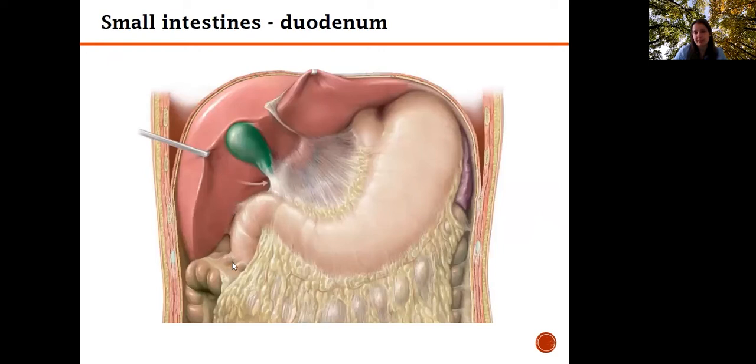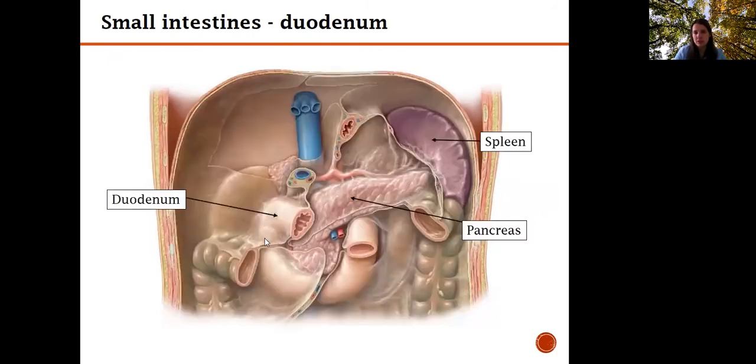After the stomach, we will have the small intestines, and the first part of the small intestine is the duodenum. The duodenum will be better visible if we remove the stomach and the greater omentum, and this is what you can see in this picture. Actually, we also removed the liver here. So behind the stomach, we can see the spleen and the pancreas, and the duodenum will be also visible.